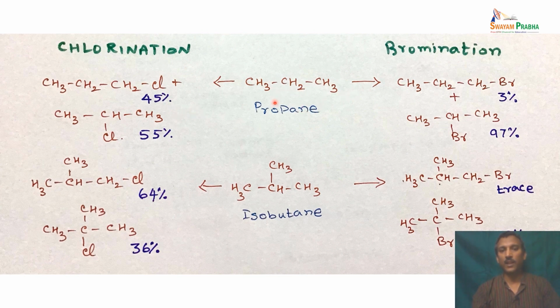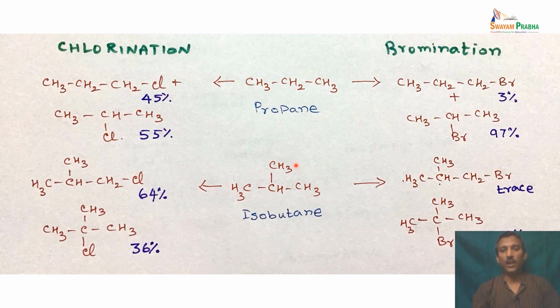But on the other hand, if the propane is reacted with bromine, that is, the bromination reaction is carried out, we are actually getting the primary alkyl bromide in only a very small amount, which is 3%, whereas the secondary alkyl bromide is formed in major quantity, that is 97%.